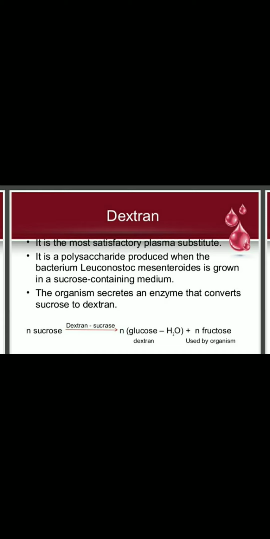The organism secretes an enzyme that converts sucrose to dextran. As the organism is used for the preparation, that organism secretes one enzyme, and that enzyme converts sucrose into dextran. So the reaction is n sucrose gives n glucose plus H2O plus fructose. Fructose is used by the organism, and glucose plus H2O is dextran.